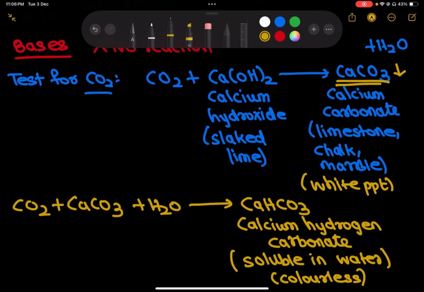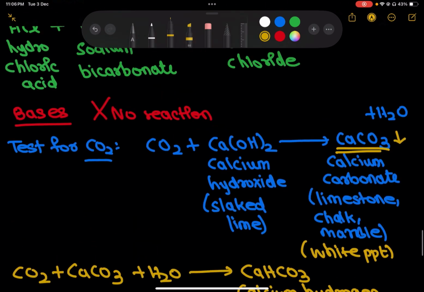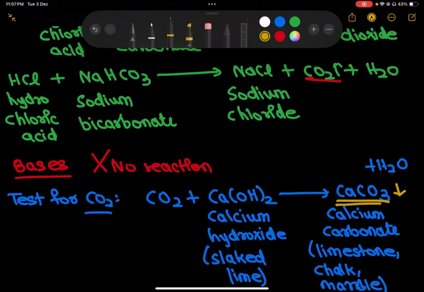So basically, firstly when you pass CO2 through Ca(OH)2, you go from a colorless to a white solution, and then from white it goes back to colorless. So CO2 gives CaCO3, and CaCO3 gives Ca(HCO3)2. This process occurs in steps. So you have to pass it for a short time to get a white precipitate, to understand that CO2 has been produced. Hope you understood this metal carbonate and metal hydrogen carbonate reaction.